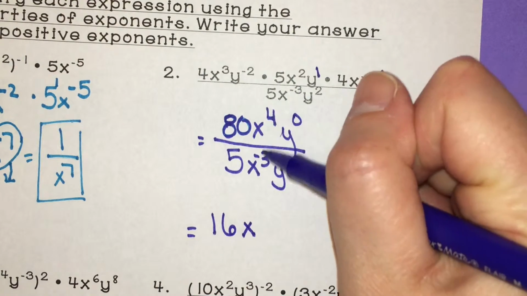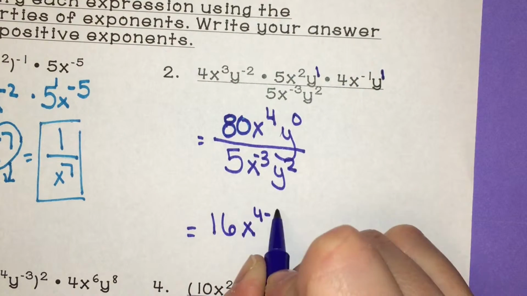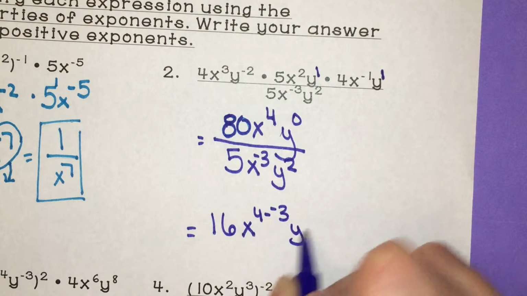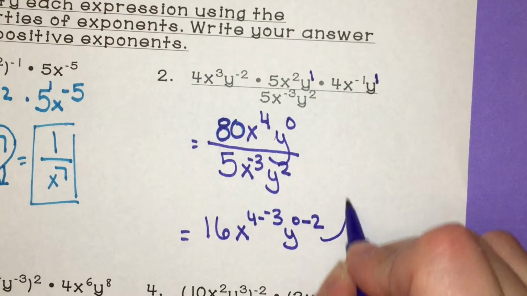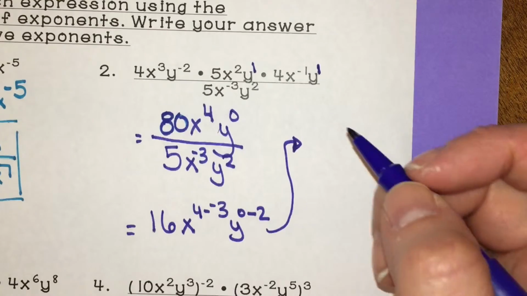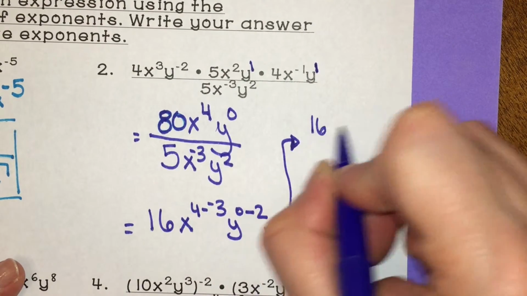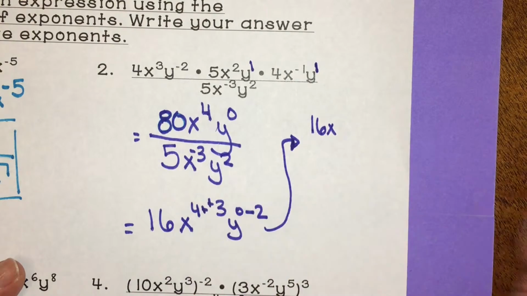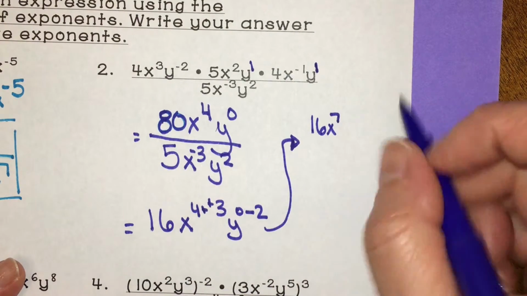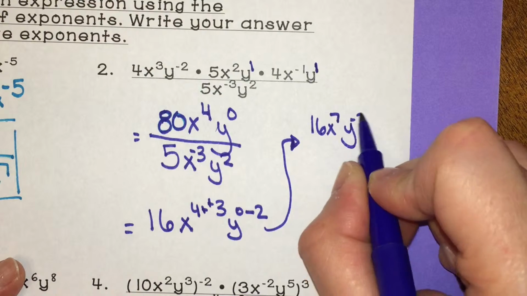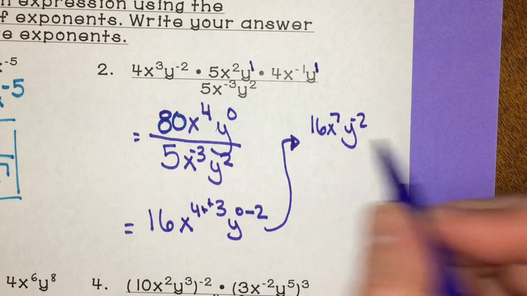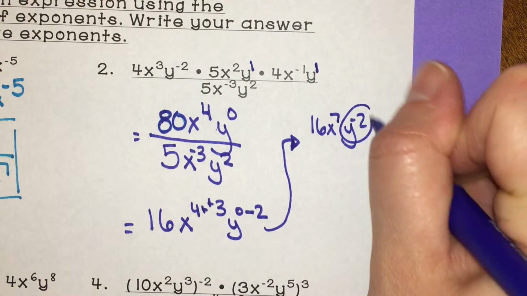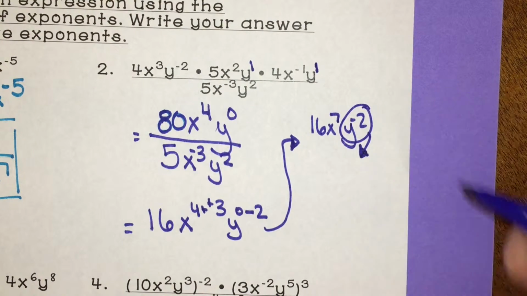X to the 4 minus negative 3, y to the power of 0 minus 2. I'm going to rewrite that. I get 16 x to the 7th y to the negative second, because minus the negative changes to plus the positive, and 0 minus 2 is negative 2. I have to bring this negative exponent down to the denominator.